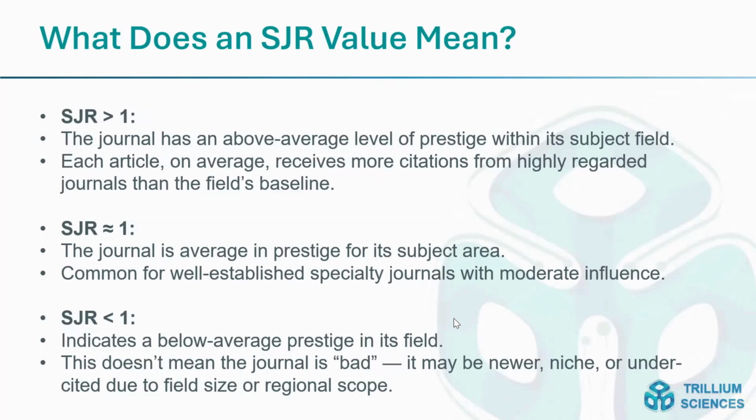However, if a journal has an SJR less than 1, this indicates below average prestige in its field. Again, this doesn't mean that the journal is bad. However, it could mean that it's a new journal or a niche journal with a specific specialty, or even undercited due to its field size or a regional scope. So the first thing you look at is the SJR. Is it above 1, equal to 1, or even below 1, to know its impact and its rank?